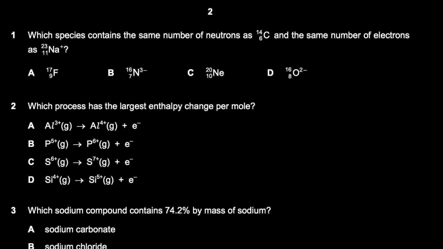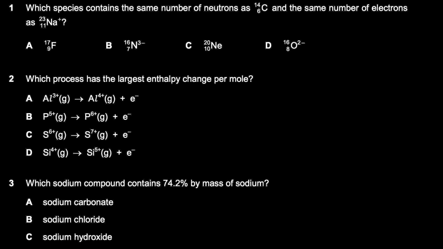Question number 1 says, which species contains the same number of neutrons as carbon-14 and the same number of electrons as Na+? So carbon-14 has 8 neutrons, right? Because the mass number is 14, mass number is protons plus neutrons, and the proton number is 6. That means we have 8 neutrons. And Na+ has 10 electrons, right? An atom of sodium has 11 electrons, but we've lost 1 electron, so this has 10 electrons.